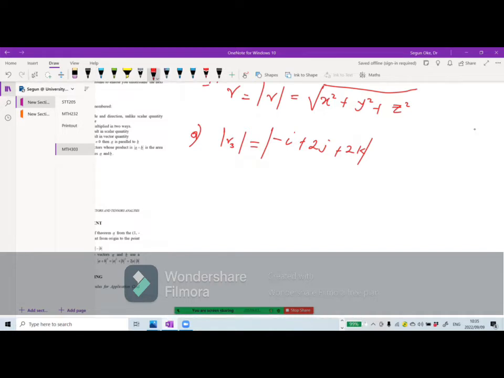So what represents our x? Our x is here, y is here, and z is here. What we need to do is substitute them into the square root. We have the square root of, now when you have minus i, it means you have -1, right? Yes, sir. -1 squared plus 2 squared plus 2 squared.